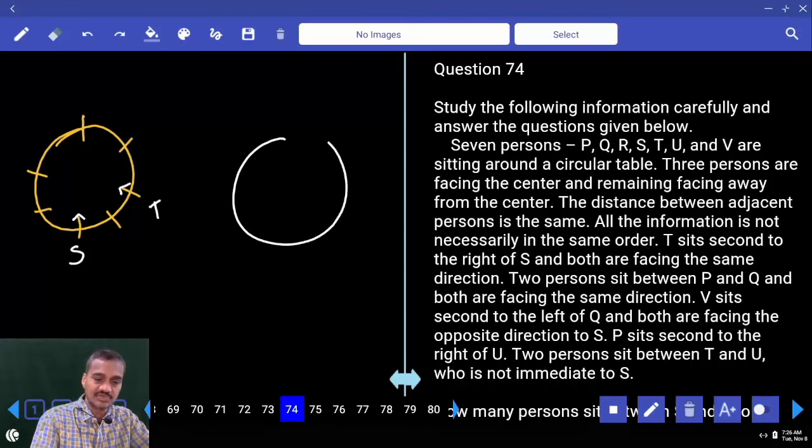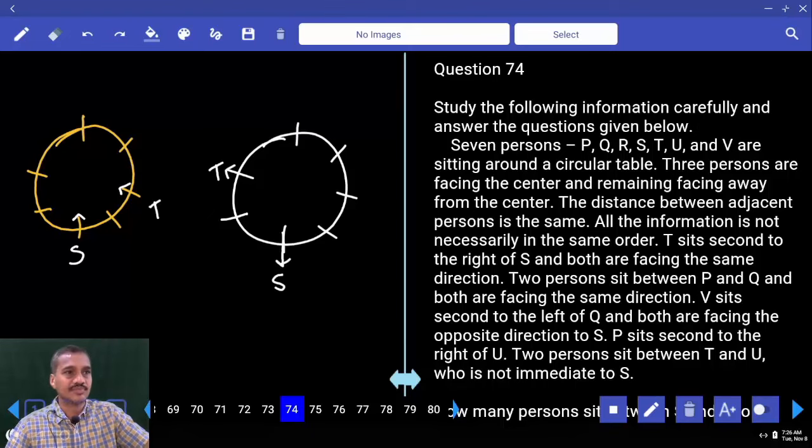Then what is the second possibility we have? We can have T and S away from the center. Now if S is away from the center, then T sits second to the right of S. Now both these two persons are away from the center. Hence broadly we have two different possibilities.